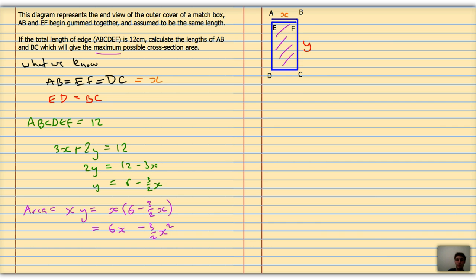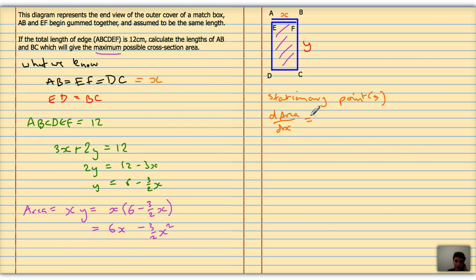So we are wanting to maximize this area. So that suggests that we want to find stationary points. Because this is a quadratic, there's only going to be one stationary point. Okay, so we're going to differentiate the area with respect to x. So that's going to be d area dx.